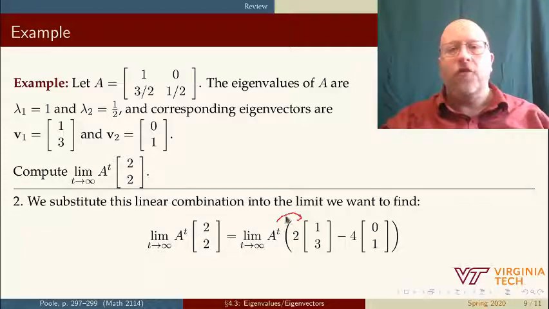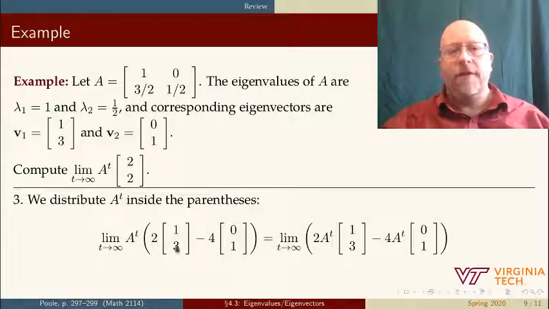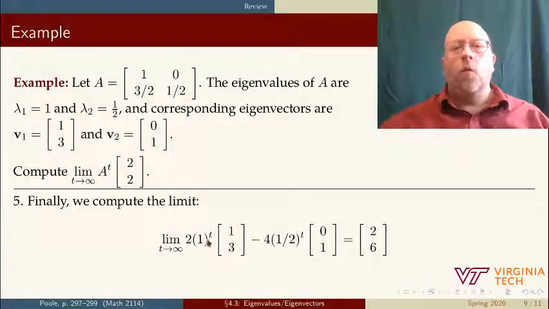In the next step, we're going to distribute the A^t inside this linear combination. And so we get 2A^t times 1, 3, and -4A^t times 0, 1. The next step, we're going to replace A in each term with the eigenvalue that corresponds with each eigenvector. So the first time A gets replaced with a 1, but the second time A gets replaced with a 1/2. And this is what enables us to take this limit. 1 to the t is just 1, so this is 2 times 1, 3, which is 2, 6. And 1/2 to the t goes to 0, and so anything times 0 doesn't change the answer.